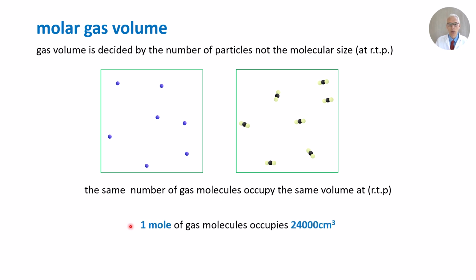the volume occupied by 1 mole of any gas has been determined, and 1 mole of any gas occupies 24,000 centimeters cubed. This is called the molar gas volume at room temperature and pressure. You'll be using that figure in gas volume calculations. Alternatively, 1 mole of gas molecules occupies 24 decimeters cubed. Again, you will be using that figure in volume calculations. They're the same volume, but different units.